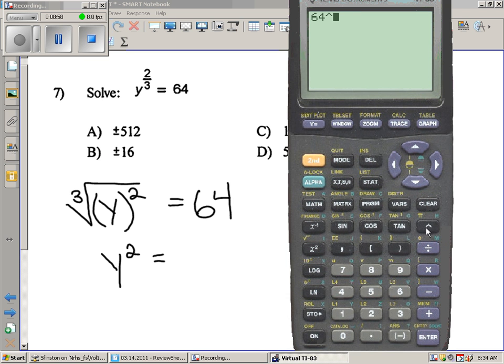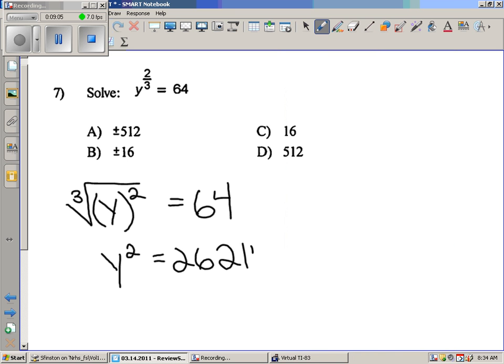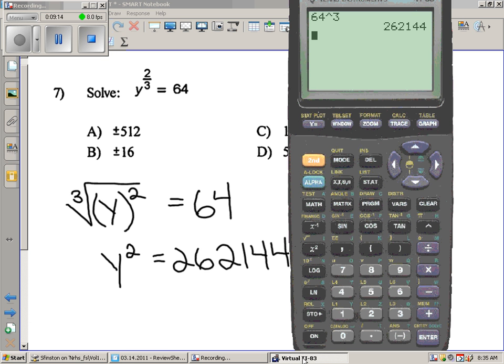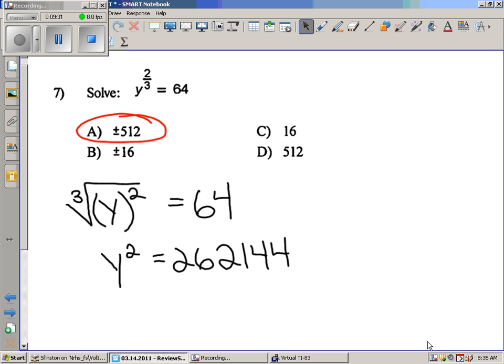64 cubed is 262,144. And now something squared is 262,144, right? Let's square root it. The square root of 262,144 is 512, but it's plus or minus, because it's going to be positive 512 and negative 512. So that's obviously the better way to go about doing it.